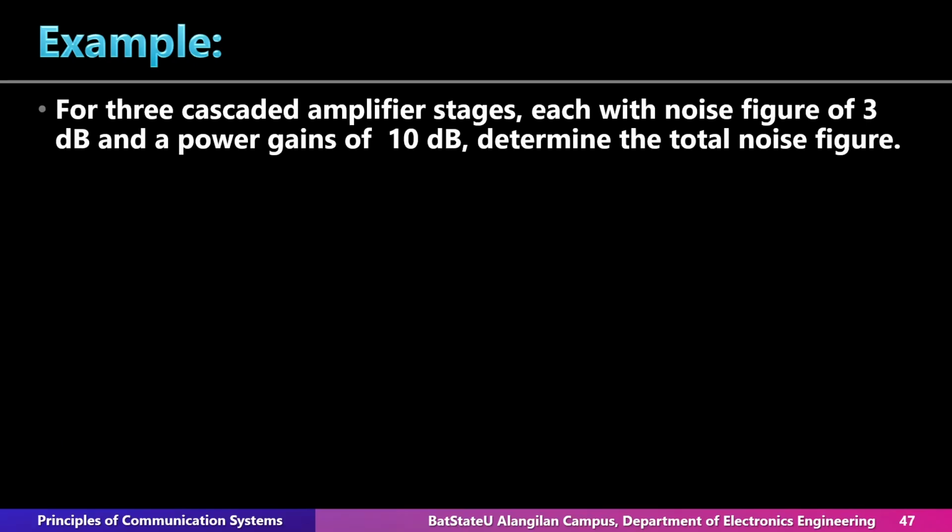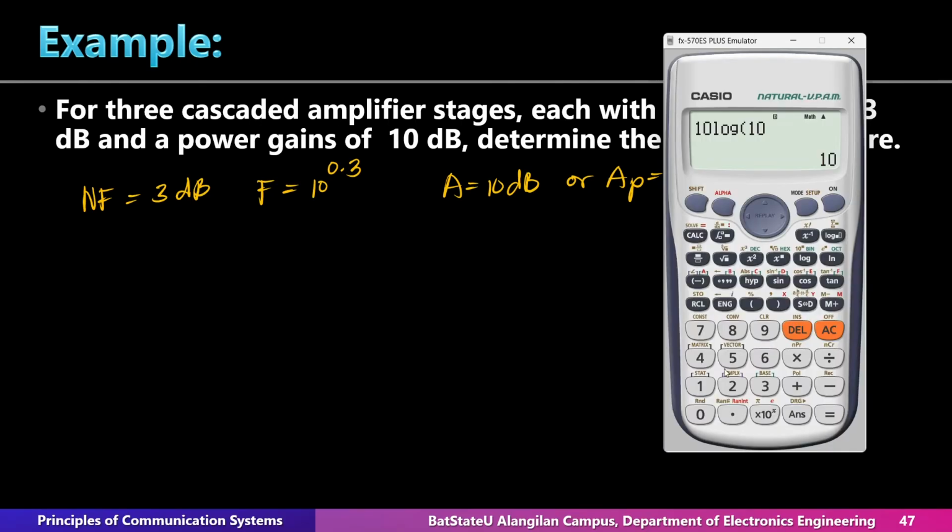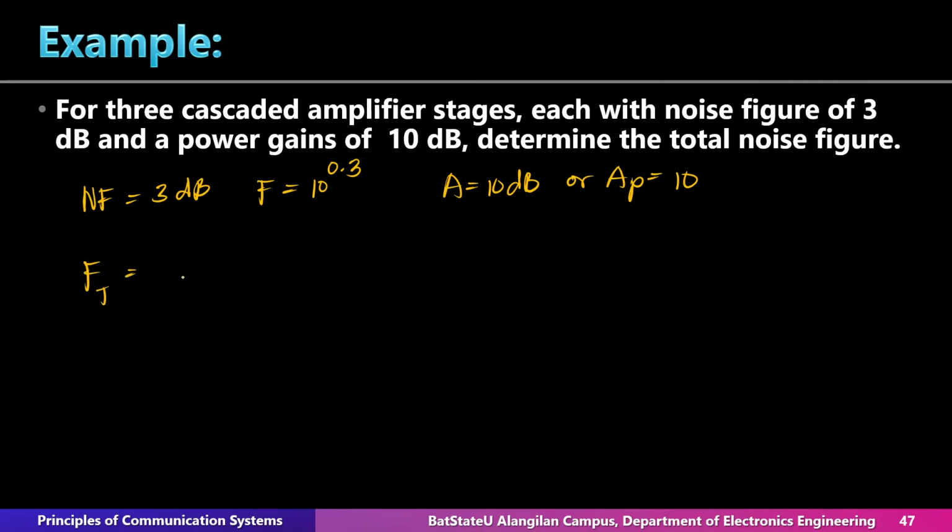Okay? For 3 cascaded amplifier stages, each with a noise figure of 3 dB. So, ang NF niya ay 3 dB. So, yung F niyan, malamang 10 raised to 0.3. At ang power gain niya daw ay 10 dB. Or, as a ratio, 10 raised to 10 over 10, 1. Oh, so, 10. 10 din. Okay, so computein muna natin yung noise factor. 10 raised to 0.3. 1.995. I-store natin ha.